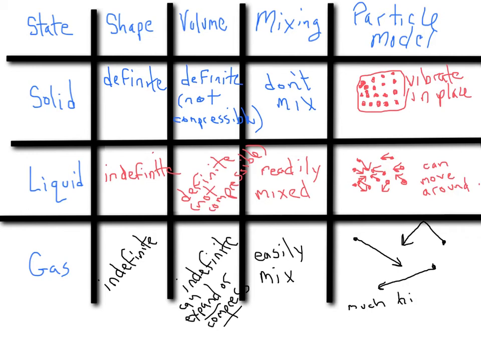So I'm going to say two things that are different between the gas and liquid. One, they have much higher particle velocity. More energy, more velocity. And they have much more space between the particles. So they're much further apart, which would explain why, when we come back over here, gases can be compressed a lot.